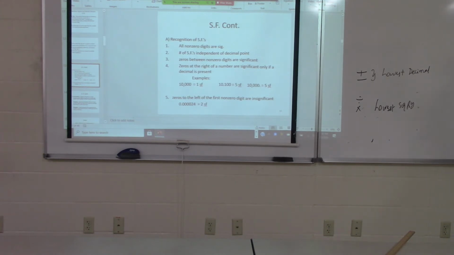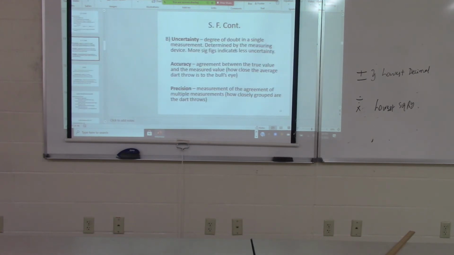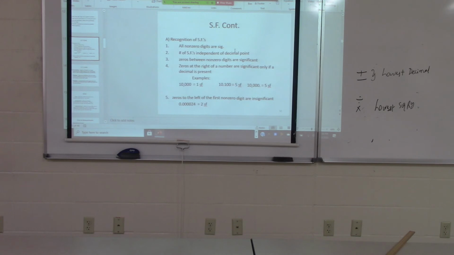So there are 2 rules for sig figs. When you add or subtract, you go with the lowest decimal places. When you multiply or divide, you go with the lowest sig fig. Okay? So let's see what an error is.